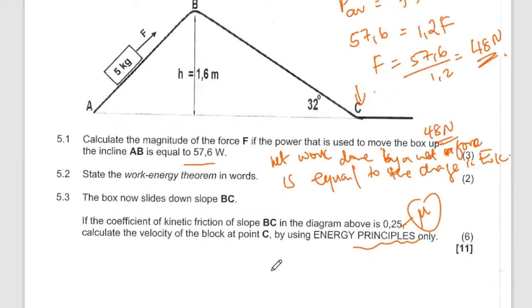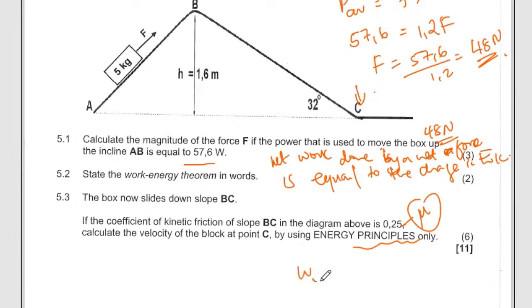Okay, so saying the net work, W net, is equal to the change in kinetic energy plus the change in potential energy: the change in EK and then the change in EP. So we know that our work done is given as F times the displacement.